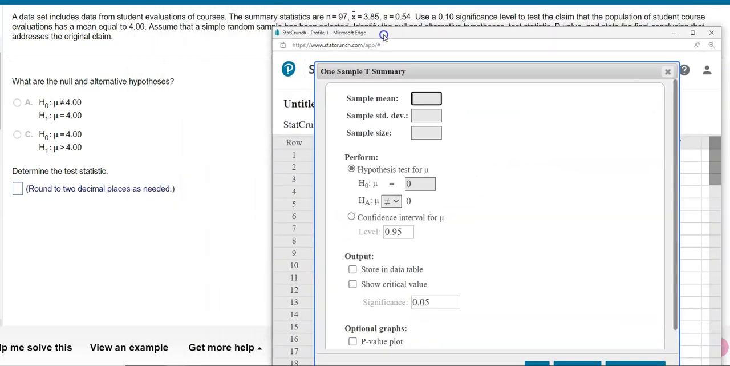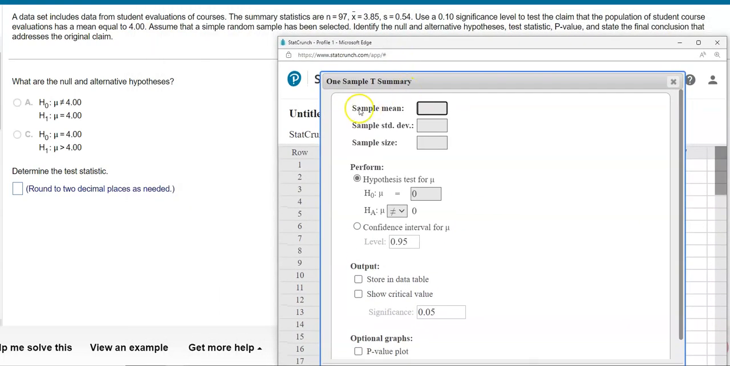So now we need to go ahead and put in the information that they gave us. The sample mean, recall, that's the x bar, that was 3.85. So 3.85 for the sample mean. The sample standard deviation is the s, that was 0.54, so we're going to put in 0.54 for the sample standard deviation. The sample size is denoted by n, so that was 97.